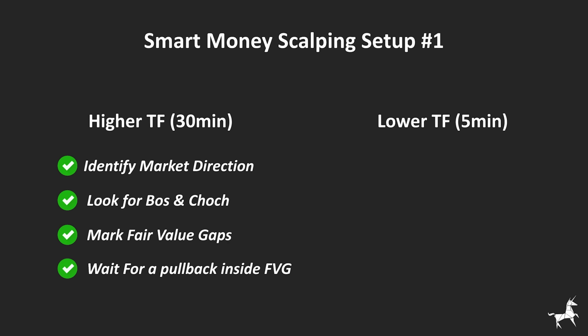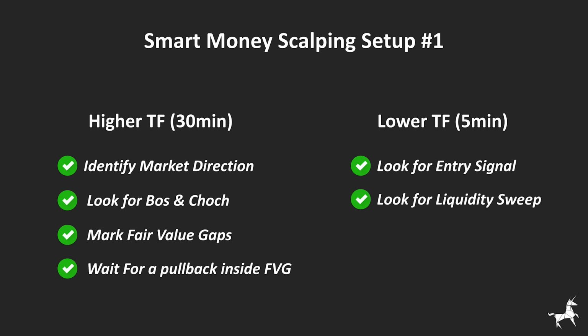We wait for the price to return to the gap areas, and after that, we move to the lower time frame. In the 5-minute chart, we look for a trade entry signal, usually when a liquidity grab pattern forms. Once we see that setup, we enter the trade and set our targets.